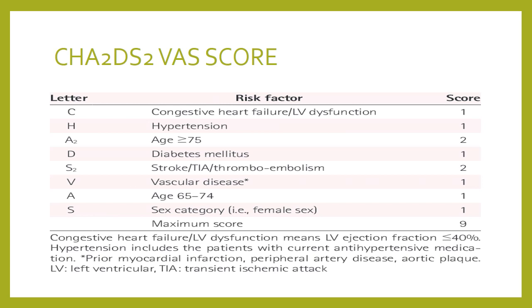So you can see C for congestive heart failure, H for hypertension, A for age more than or equal to 75 years, diabetes mellitus, previous stroke, vascular disease, age of 65 to 74 years, and sex category female, and each gives 1 point except for age of 75 and stroke. So if the score is 0, then aspirin only is enough. However, a score of 1 requires anticoagulation with warfarin or aspirin, and a score of 2 or more requires warfarin.